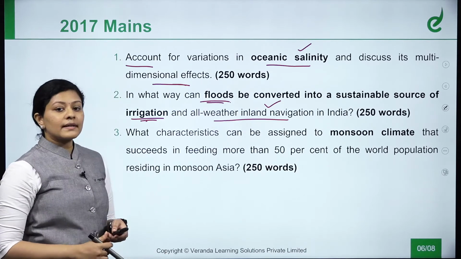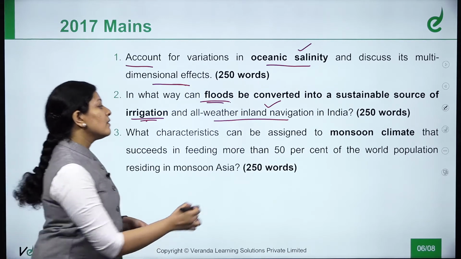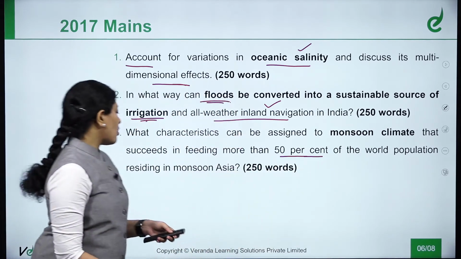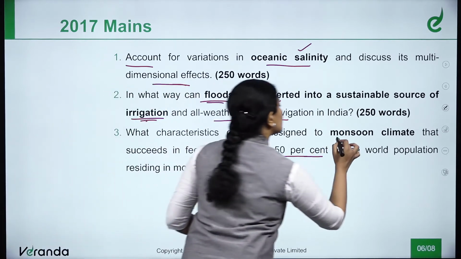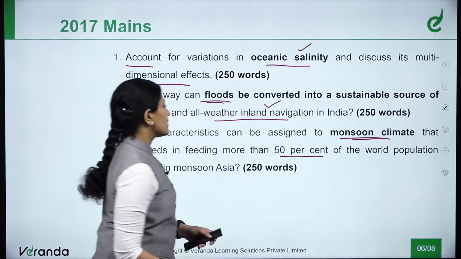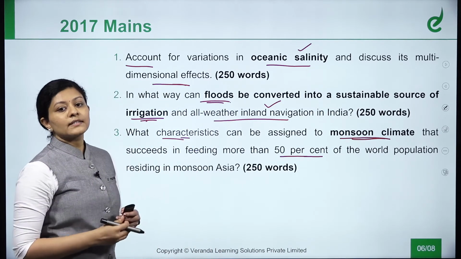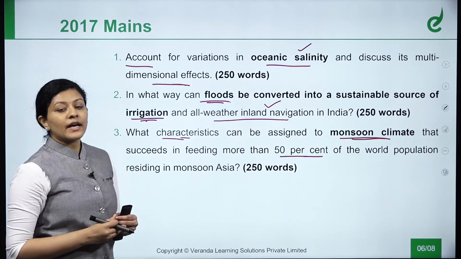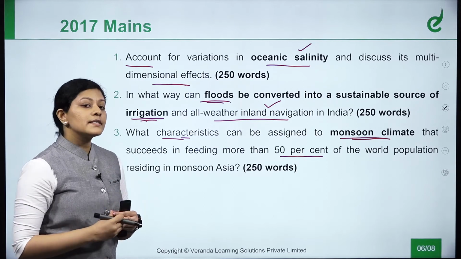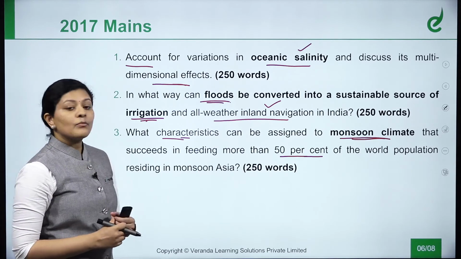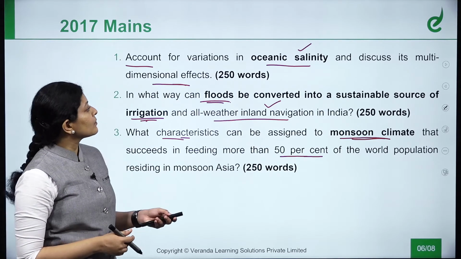Next is, what characteristics can be assigned to monsoon climate that succeeds in feeding more than 50% of the world population residing in the monsoon Asia. So they have asked about the characteristics of monsoon climate and what characteristics can be assigned. So what are the positive characters that can be assigned, or what are the negative characters? What are the characters that can be assigned to monsoon if it is causing disaster to the people living in the monsoon Asia region? So you could analyze both sides and take a view.